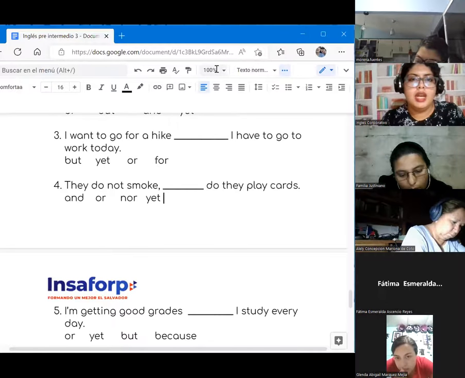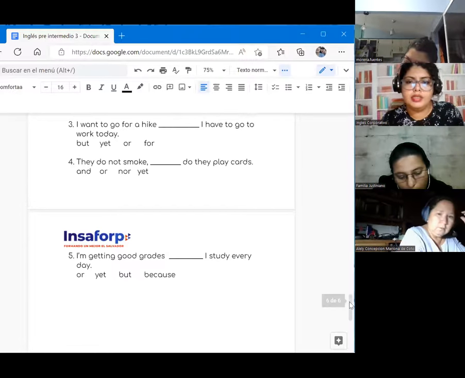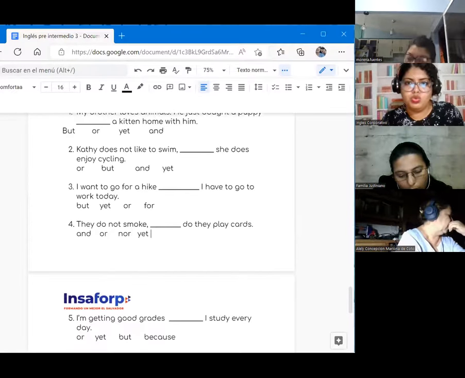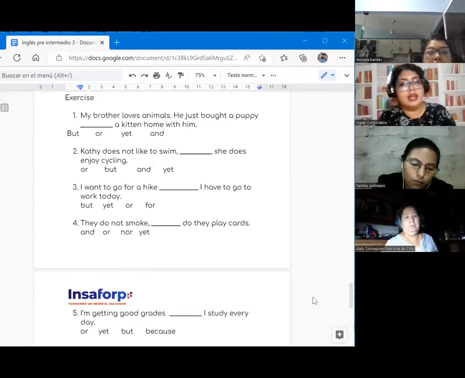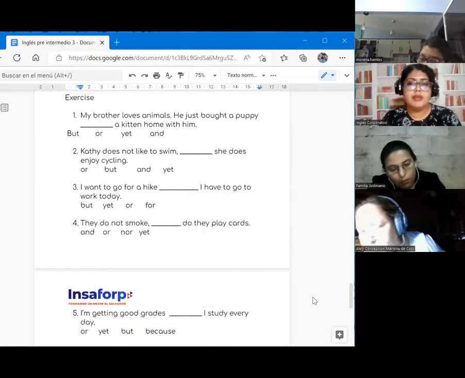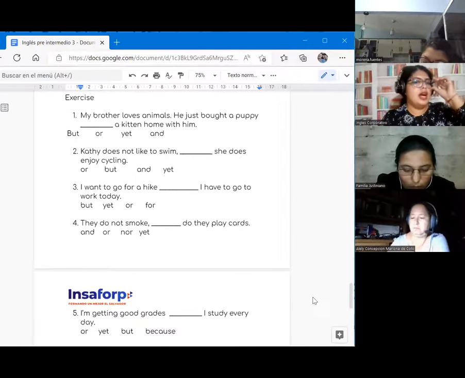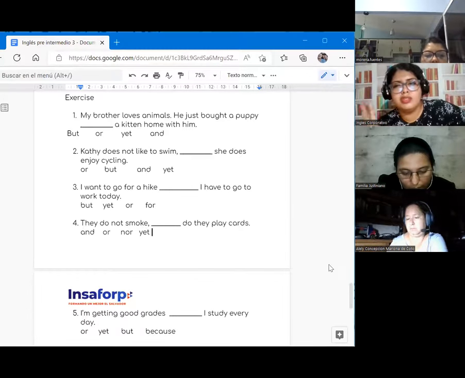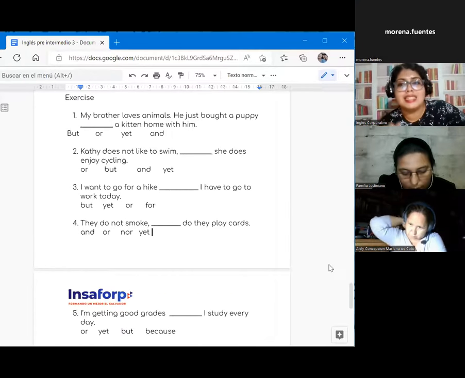Okay, let's see. I'm going to do it like this. Okay, there we have the five sentences, and I will give you a couple of minutes to think about the answer. I know that it's pretty easy, but we need to read the sentence and find the answer. So I will give you two minutes, and then we're going to see what are the best options for this sentence.